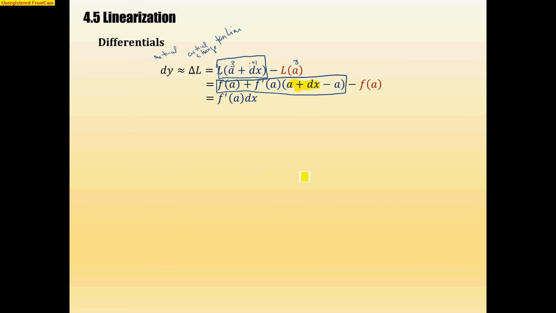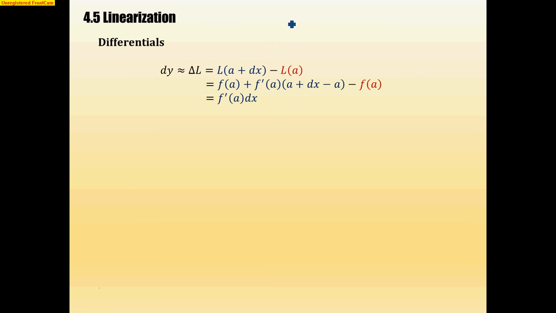Now this throws kids sometimes, but all you have to do is remember algebra 1. If I said L of x is 1 plus half x, what is L of 3.01? It would be 1 plus half of 3.01. That's all I'm doing. I'm taking a plus dx and plugging it in for x in the equation of the tangent line. But if you notice, some nice algebra happens here.